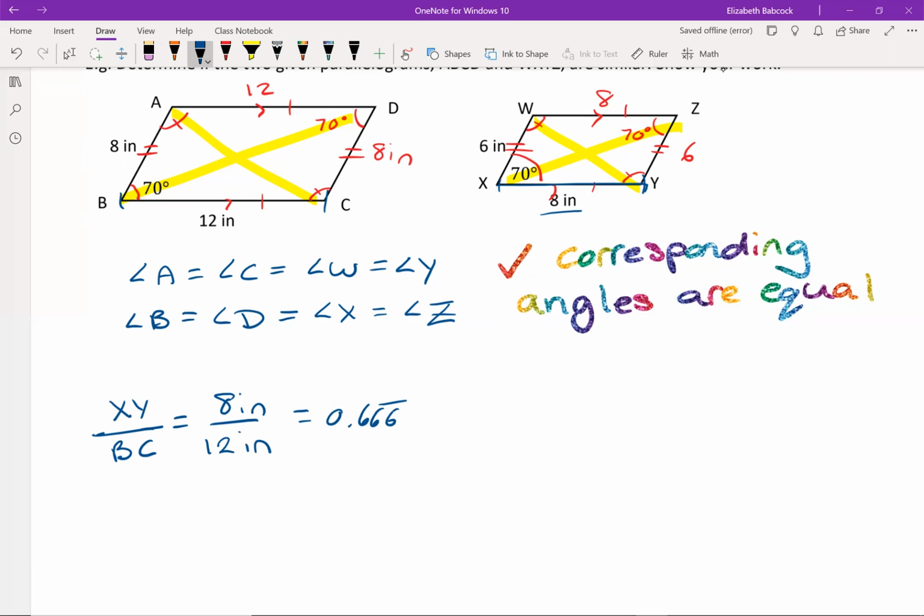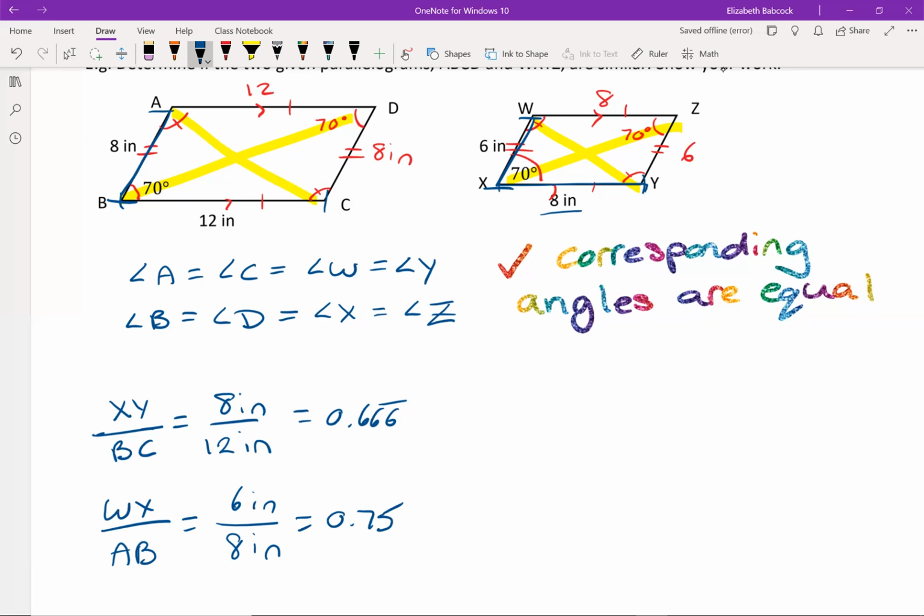Okay. Now what do we get if we do the other one? For the other one, we have W and X and A and B. We have to keep the same one on top. So we did XY on top; for the other ones, we have to keep the side that is a part of that shape on top. So WX over AB, which is 6 inches over 8 inches, which is equal to 0.75.